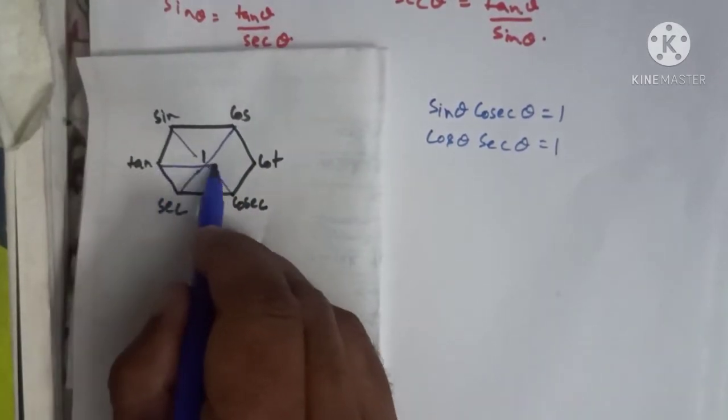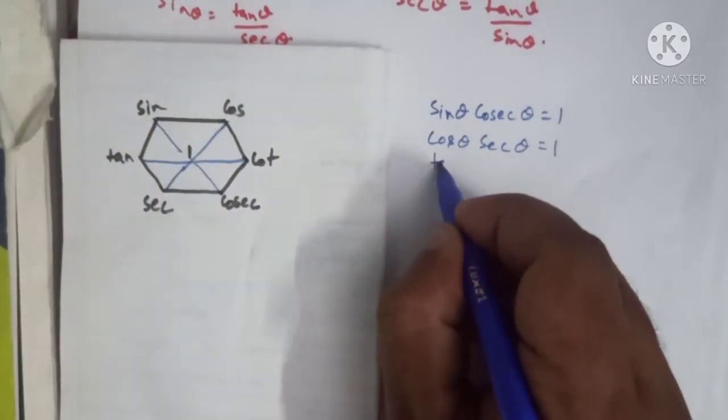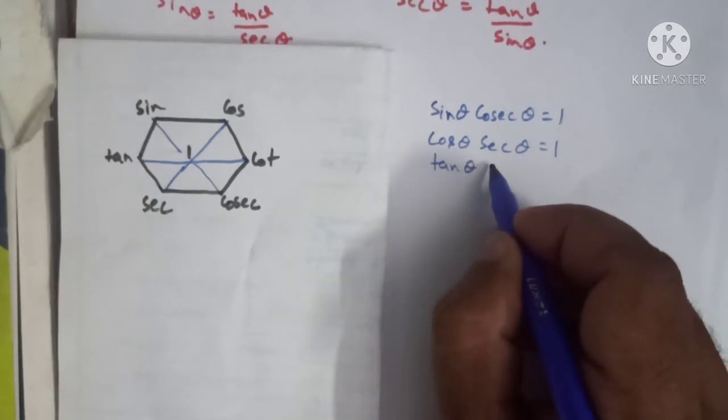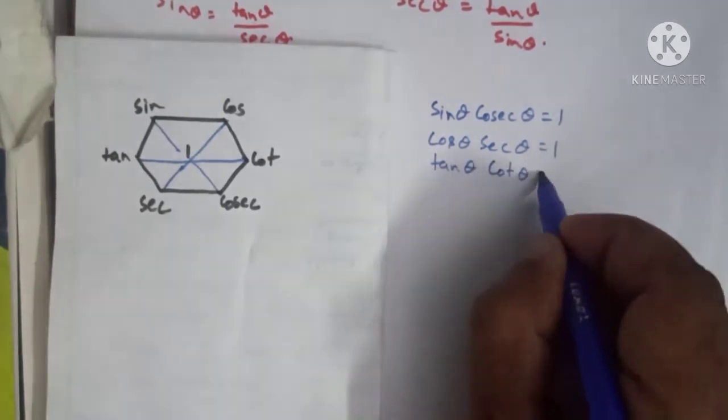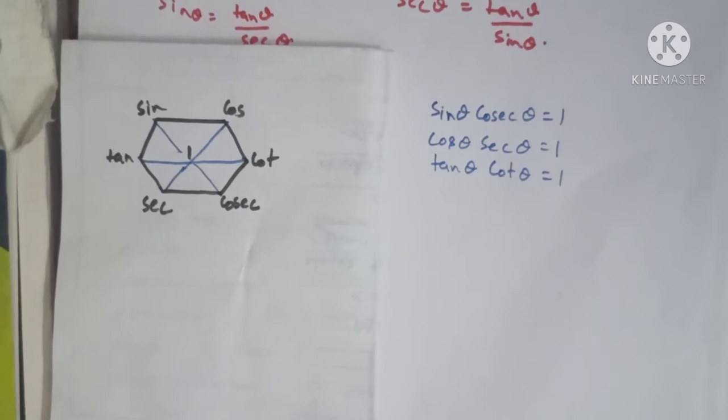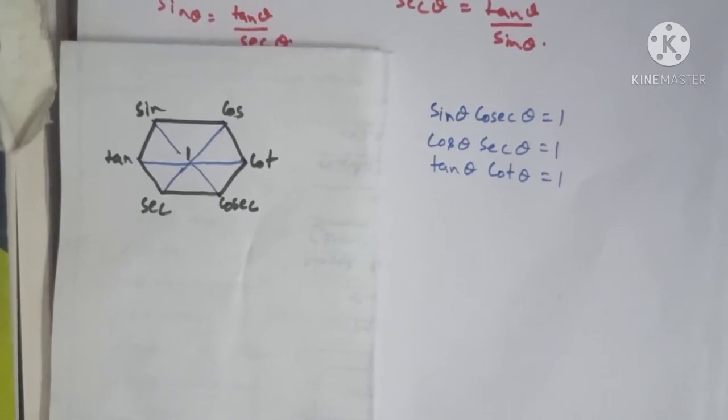Now tan theta and cot theta are opposite. So tan theta multiplied by cot theta is equal to 1. So 3 more sets of properties we have discussed. We can derive them with the help of this magical hexagon.